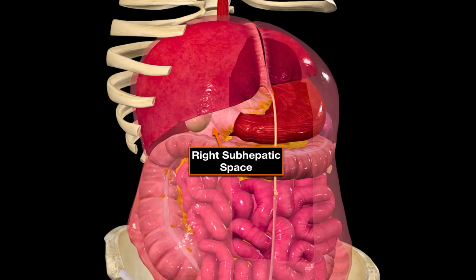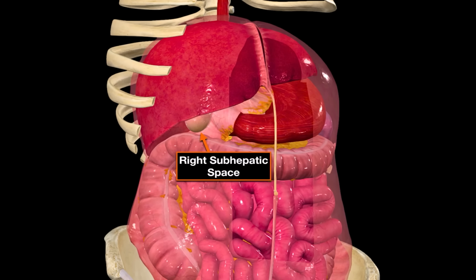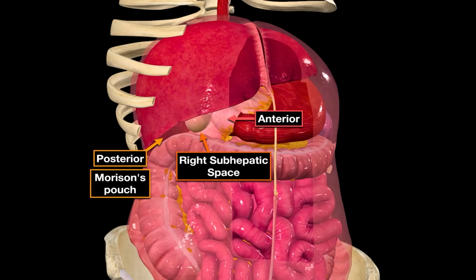Now, let us go below the liver to the right subhepatic space. This space has two parts, an anterior portion and a posterior portion. The posterior portion has a special name. We call it Morison's pouch, also known as the hepatorenal recess.